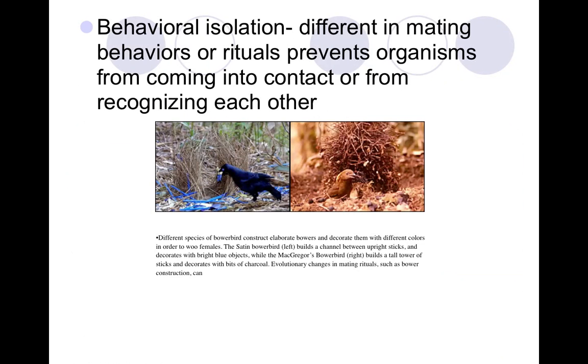Another type is behavioral isolation. This is a difference in mating behaviors or rituals, and this prevents organisms from coming in contact with each other or recognizing each other. So it could be how they go about attracting their mate or where they need to mate that may narrow down what other organisms they can mate with. So it's behavioral isolation.